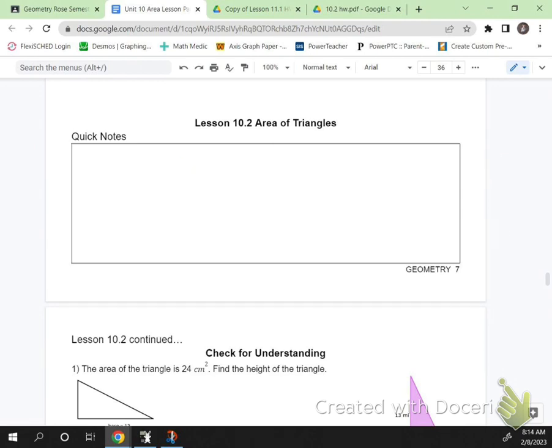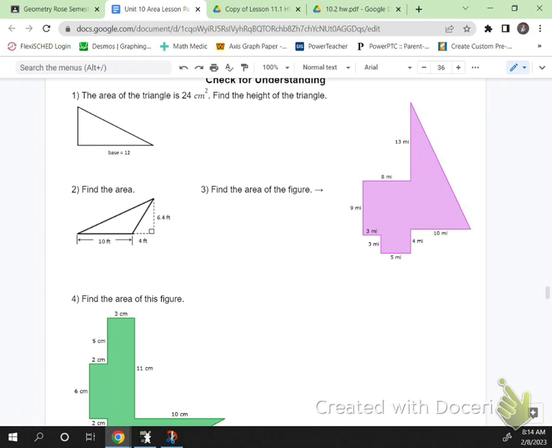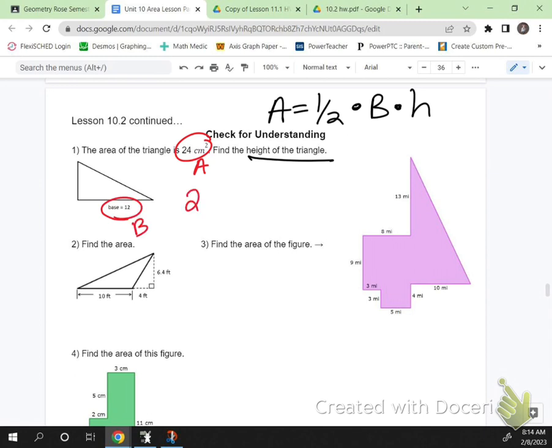Let's try the first one together. It tells us the area and it tells us the base, and we need to find the height. So we're working backwards. Again, the area equation is 1/2 times the base times the height. So think about what you're given. I'm given the area and my base, so I'm going to plug these in. 1/2 times 12 times h. Now I have an equation where I'm just solving for h.